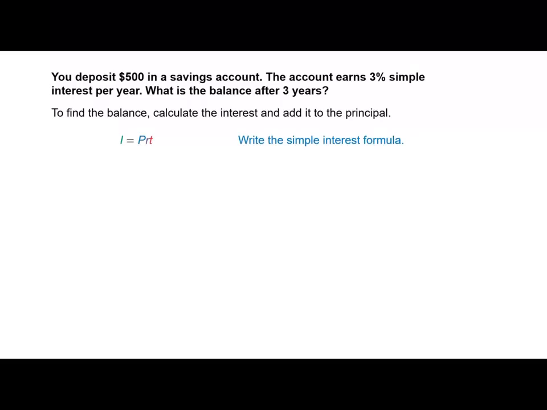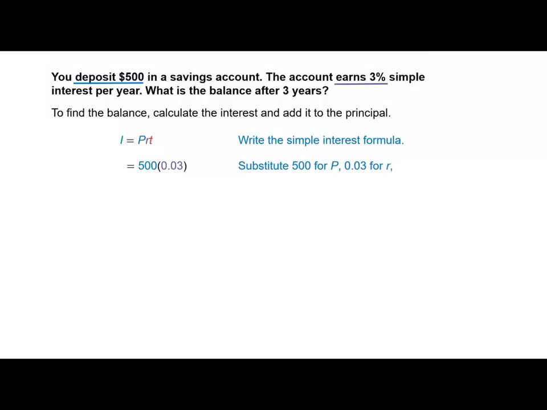I equals PRT, where I is the simple interest, P is the principal, R is the annual interest rate in decimal form, and T is the time in years. You deposit $500, which is the principal, so substitute 500 for P. The account earns 3% simple interest. 3% in decimal form is 3/100, so substitute 3/100 for R.